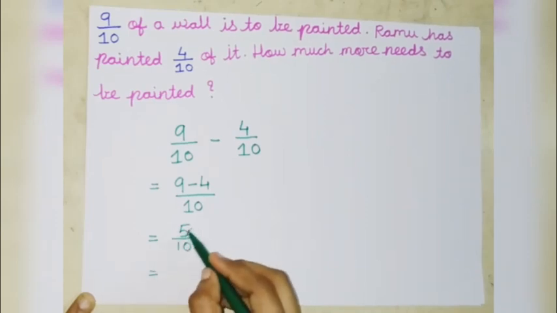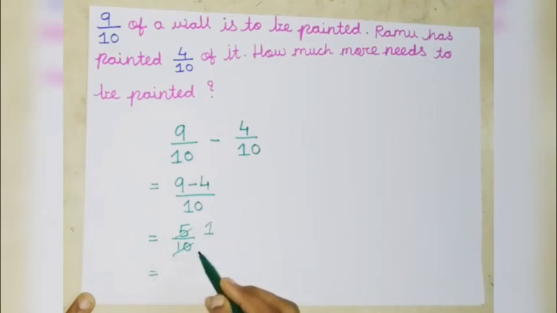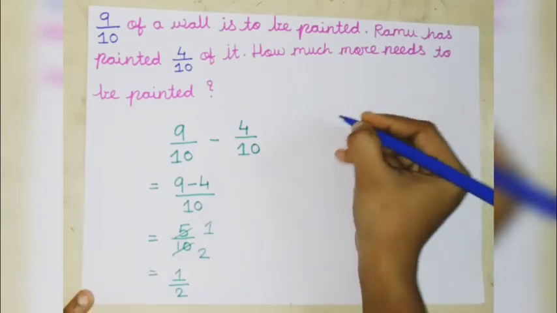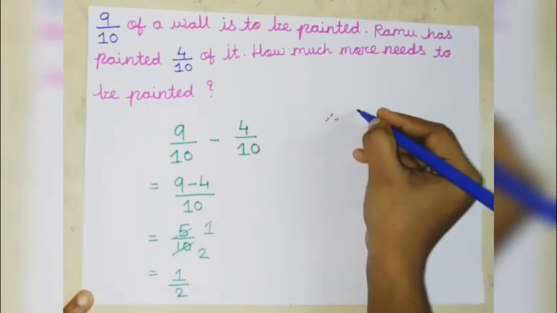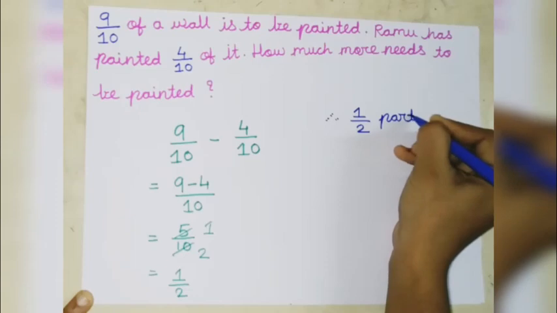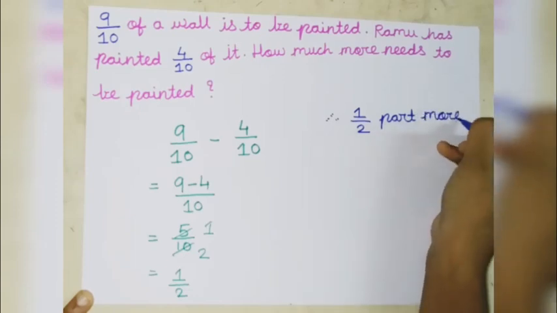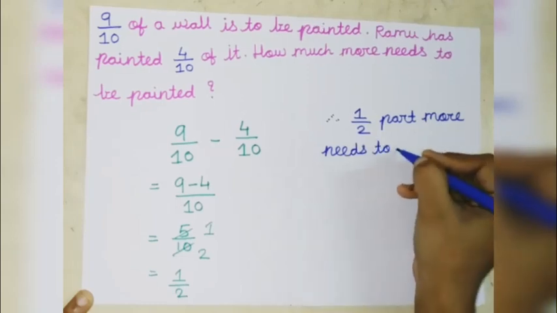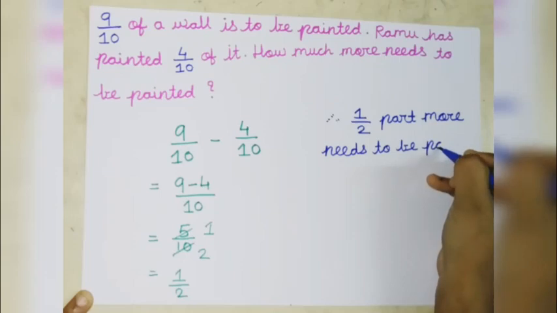The final answer is 5 ones are 5, 5 twos are 10. So children, how much more needs to be painted? Yes, 1 upon 2, which means half the part needs to be painted. In words, we will write the final answer. Therefore, half part more needs to be painted.